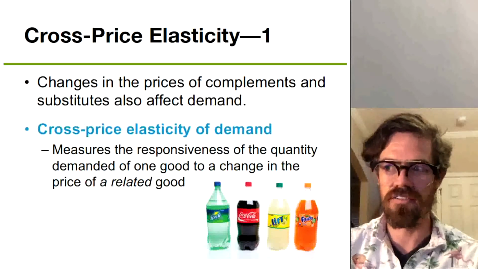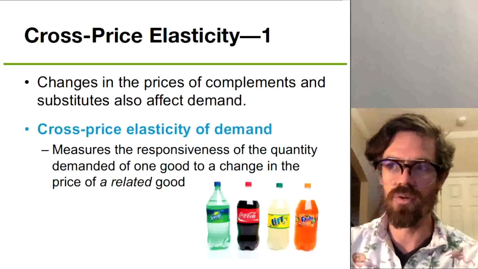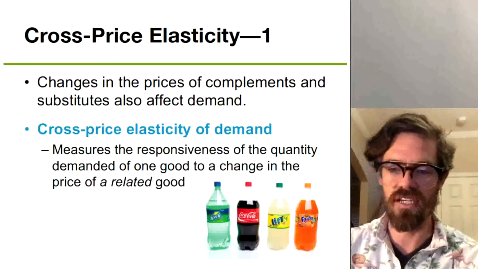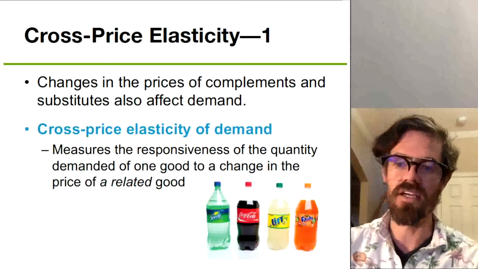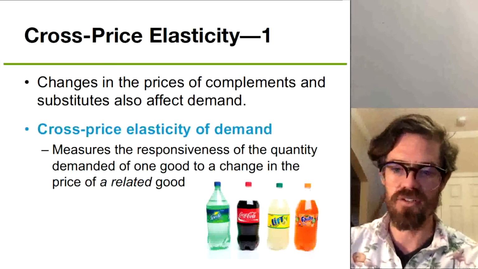Okay, so you see the different types of soda here. That's what we're alluding to, right? Just for the sake of example, how does the quantity demanded for Sprite change when the price of Coke changes? So two related goods, that's what cross-price elasticity of demand looks at.